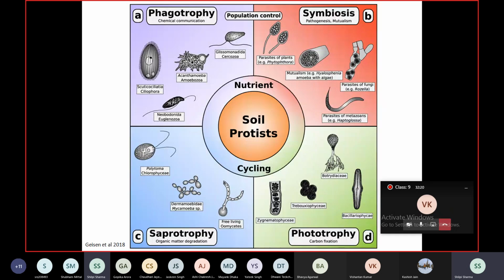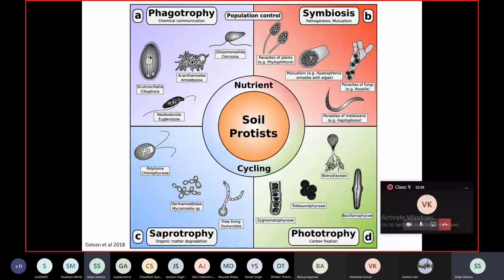Because of their versatility, I told you any and everything that could not fall under other groups has been put under protists. So they're quite versatile in terms of nutrition, in terms of structure, and so on. They're involved in various processes in the environment. And here are some roles that they play in the soil.